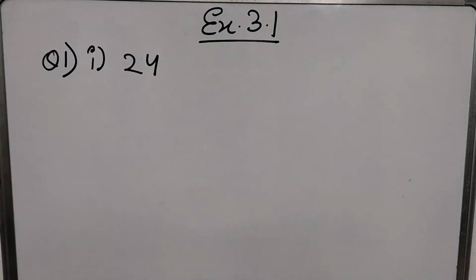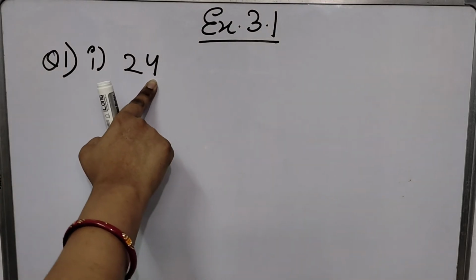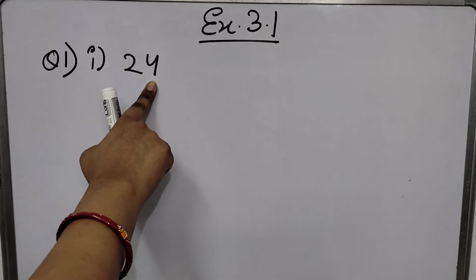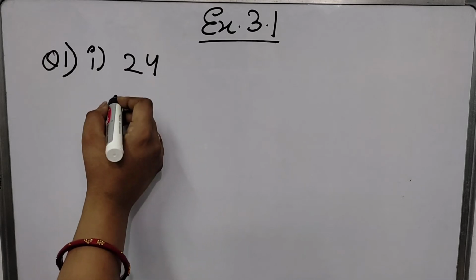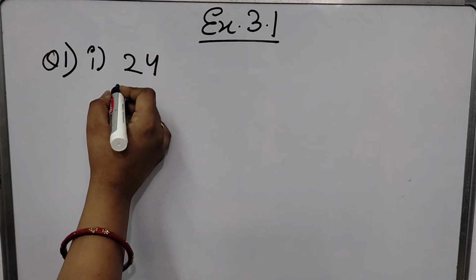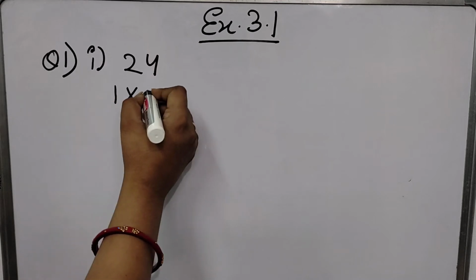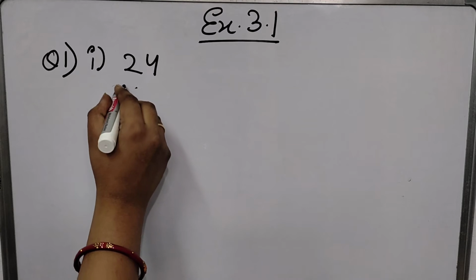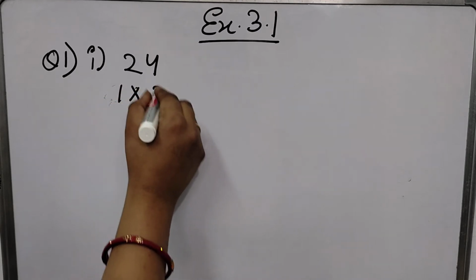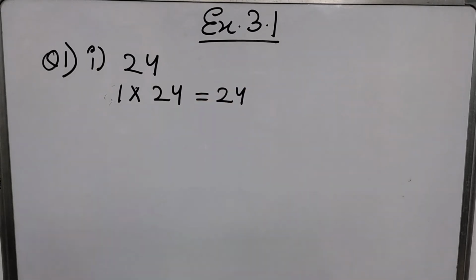As I told you, what are factors? Those numbers which can divide given number completely. Those are called factors. So firstly, we can see by 1 we can divide 24 completely. We can write it as 1 multiplied 24 is 24.